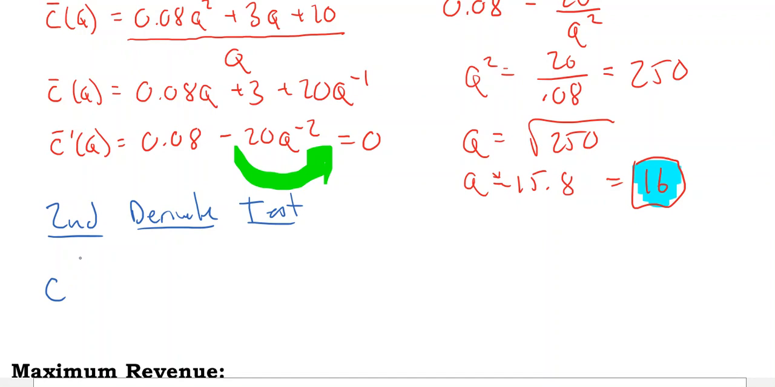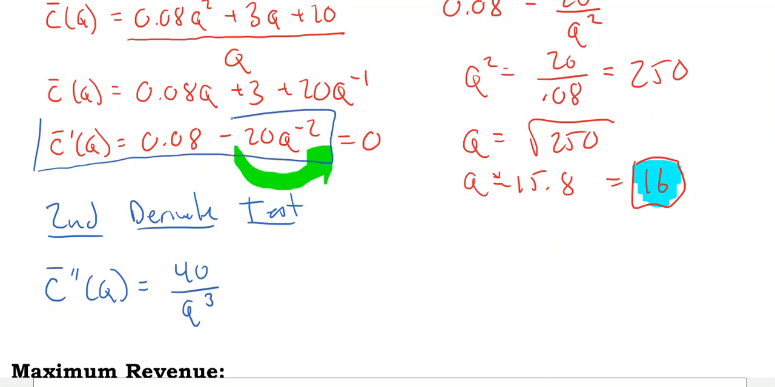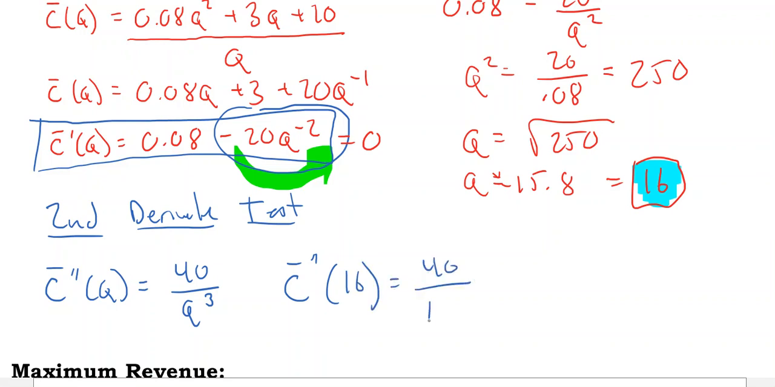So C bar double prime of Q is going to end up being equal to 40 over Q cubed. Here's my first derivative, and taking the derivative, 0.08 is 0. We're taking the derivative of this to get 40Q to the negative 3, or 40 over Q cubed. Now what we want to do is evaluate this at 16. So we're going to put 16 in here, and we get 40 over 16 cubed.